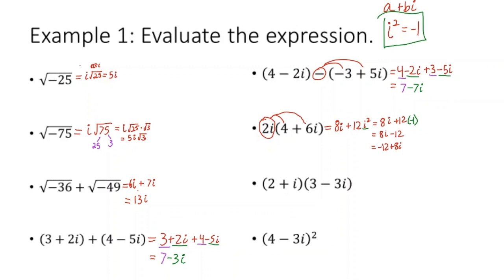It's very important that you remember that i squared is negative 1. i squared does pop up quite a bit when we're multiplying complex numbers, and using the fact that i squared equals negative 1 is how we're going to write that product into standard form. In the next example, we're going to multiply 2 plus i with 3 minus 3i.